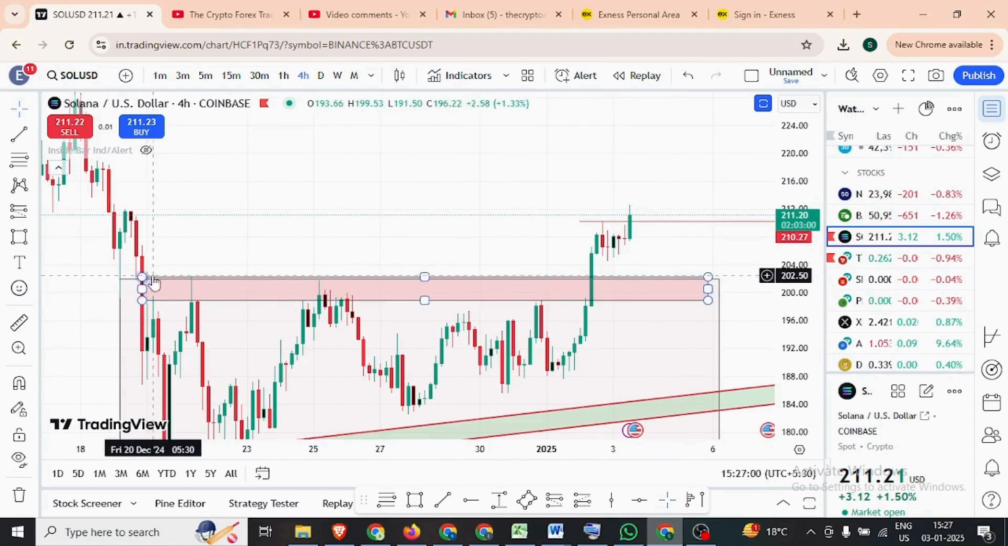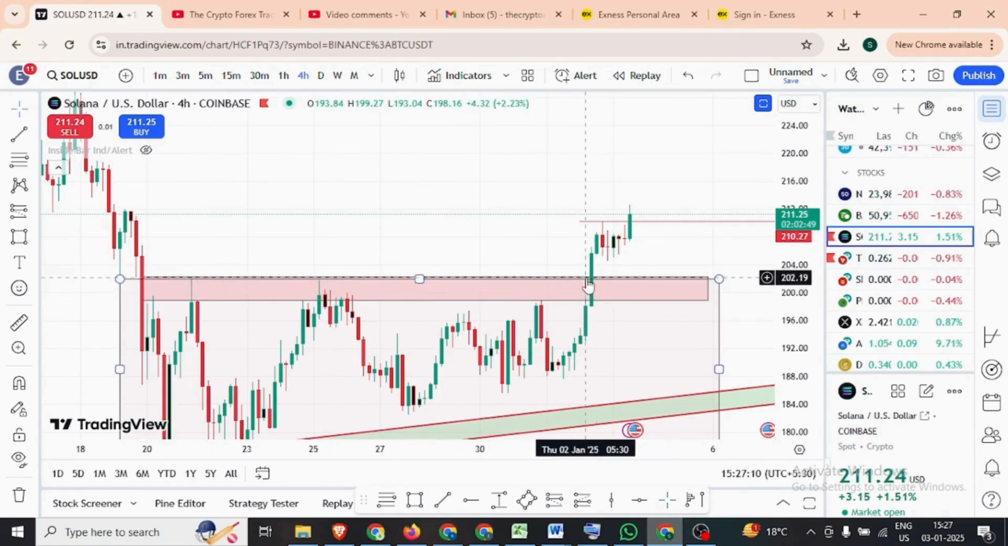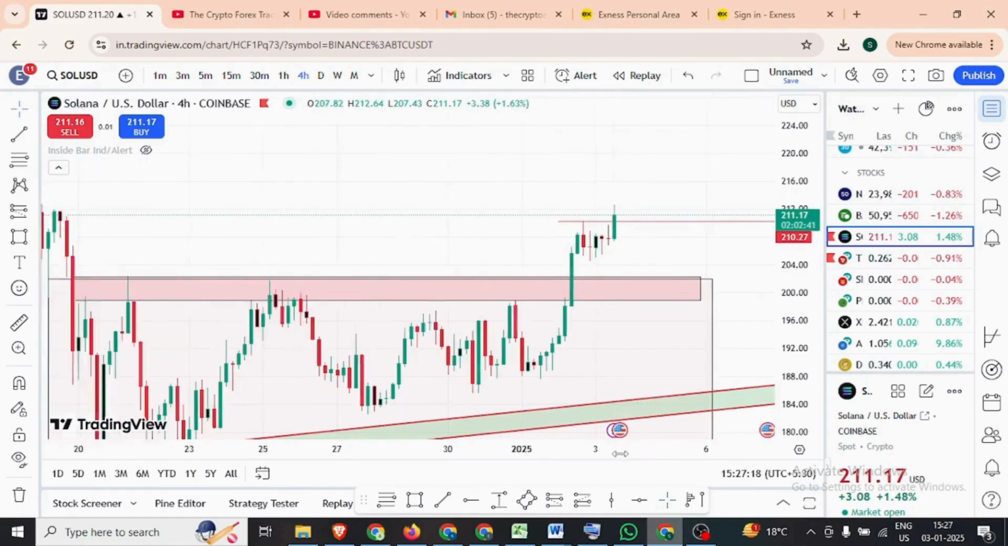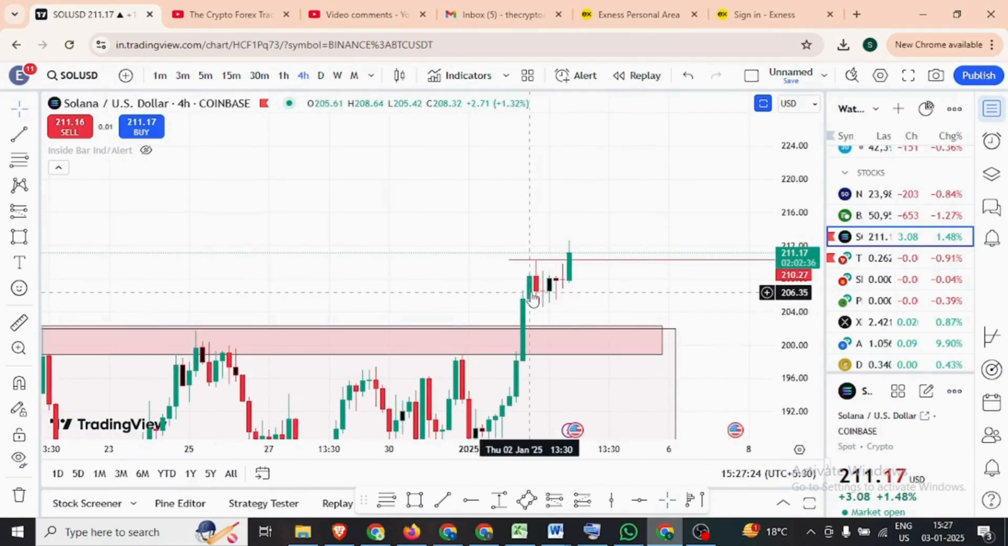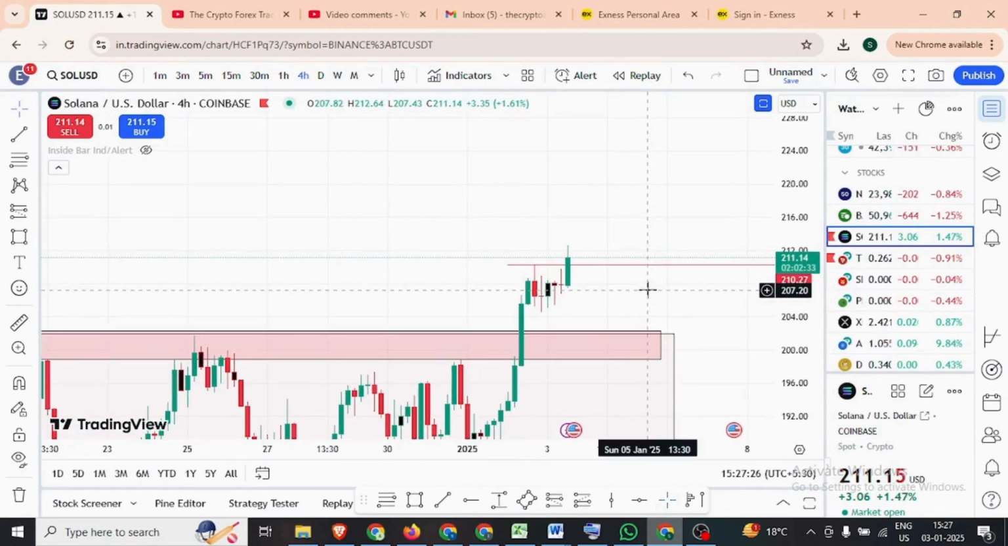Now here, this is the resistance area which I have marked, that has been tested several times: one, two, three. After the third and fourth time, it gives a clear breakout of this resistance zone. And now we have our setup formed after the breakout. The most important thing is, this trade is for swing only. You can take this trade for swing, to hold for some days, 2, 3, 4 days.